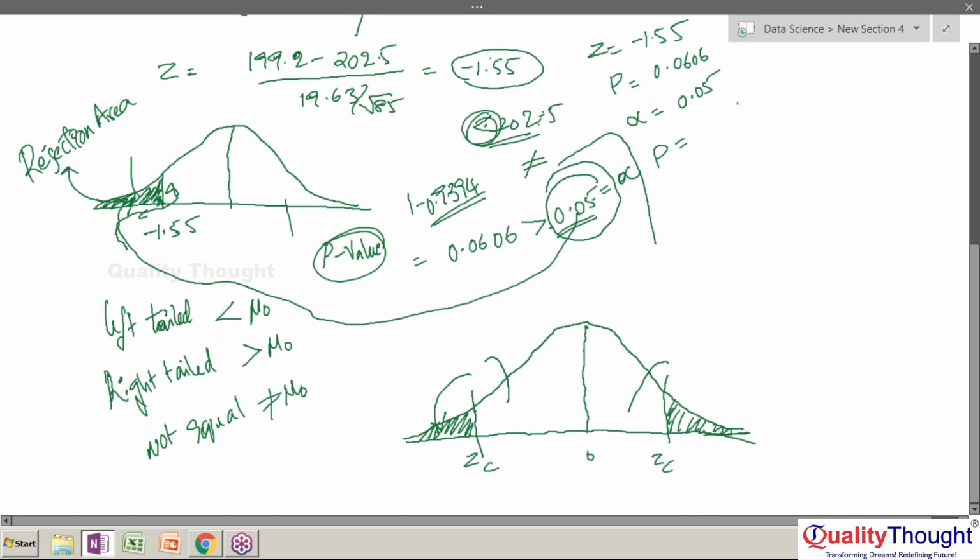Why? Because for the rejection area to be true, we should have a value less than minus 1.96. Definitely it is not. The resultant z-score is minus 1.55, which is different, and which should not be considered as a reason to reject the null hypothesis. Understand?